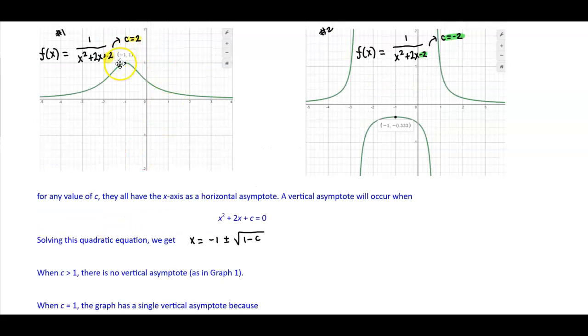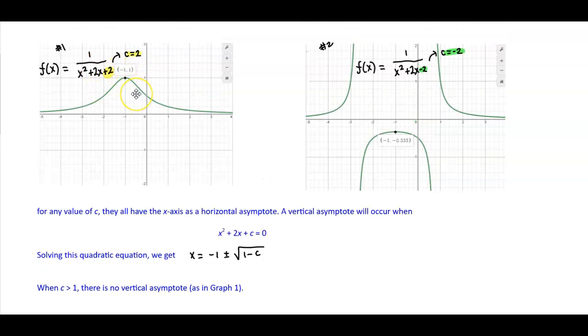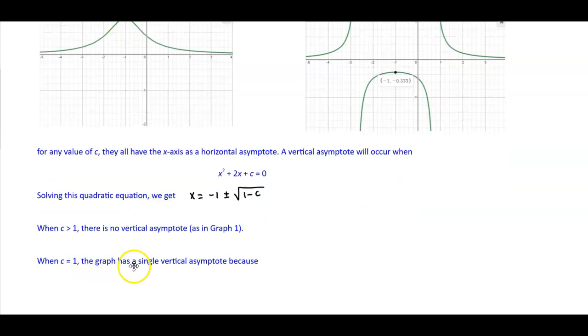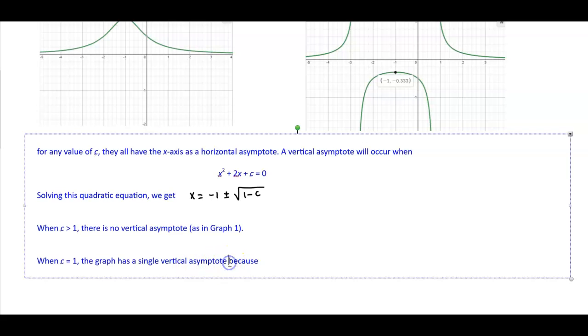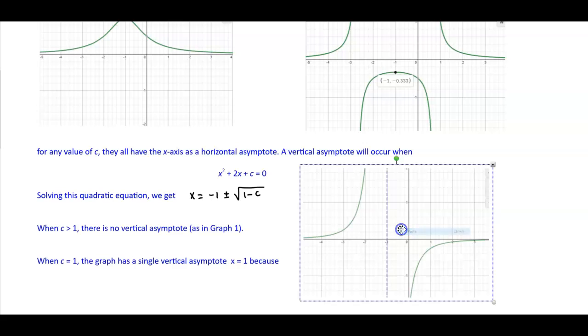If we look here at c greater than 1, when c is equal to 2, we can see that there isn't a vertical asymptote. So when c is greater than 1, as in graph 1, we have no vertical asymptote. Now when c is equal to 1, the graph is going to have a single vertical asymptote. We'll figure out why, but let's take a look at the graph first.